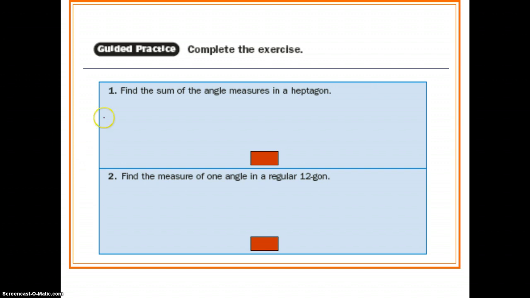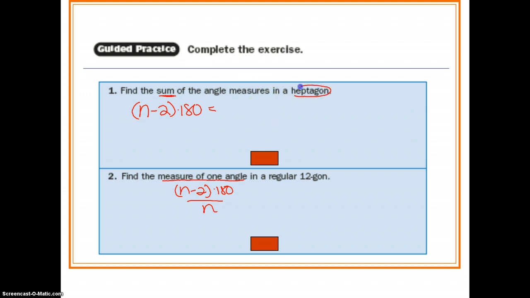For number 1 and number 2, let me write down the formulas for you. We're just finding the sum. Now, you have to remember which formula is which. The sum is just n minus 2 times 180, where the measure of one angle is n minus 2 times 180 divided by how many sides there are. Pause the video and complete 1 and 2.